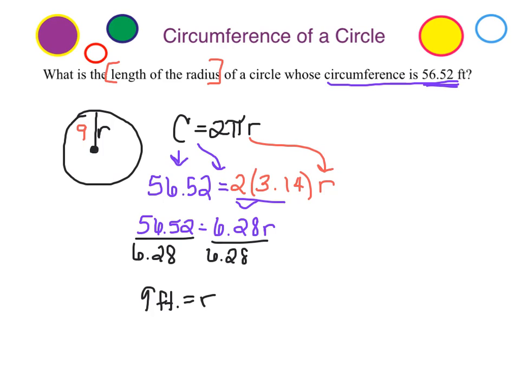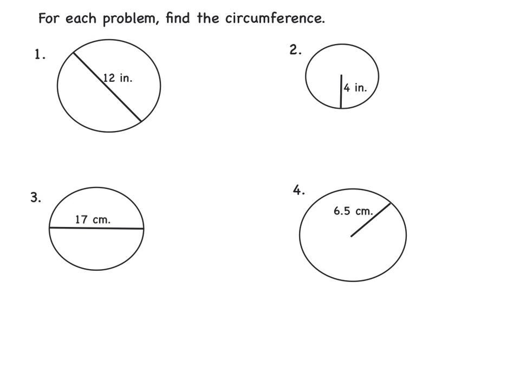Whenever you're given words for a problem, be sure to know which number represents which letter or which part of the circle. Now it's time for your practice. For each problem, you're going to find the circumference. For number 1, write your formula for circumference, plug in the numbers, and solve.